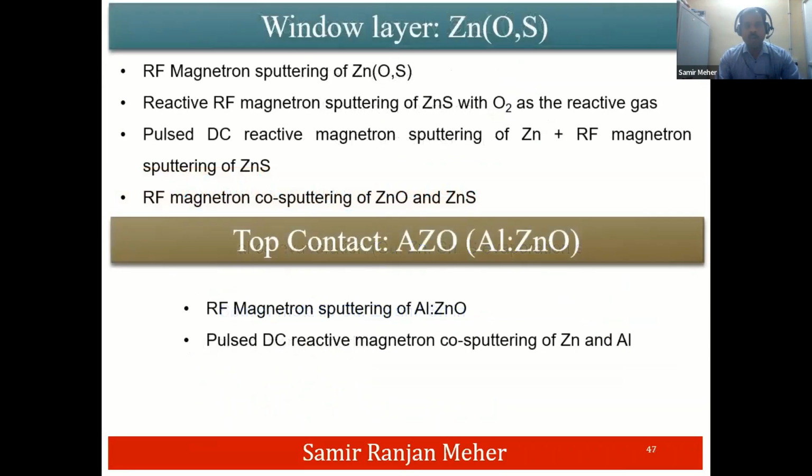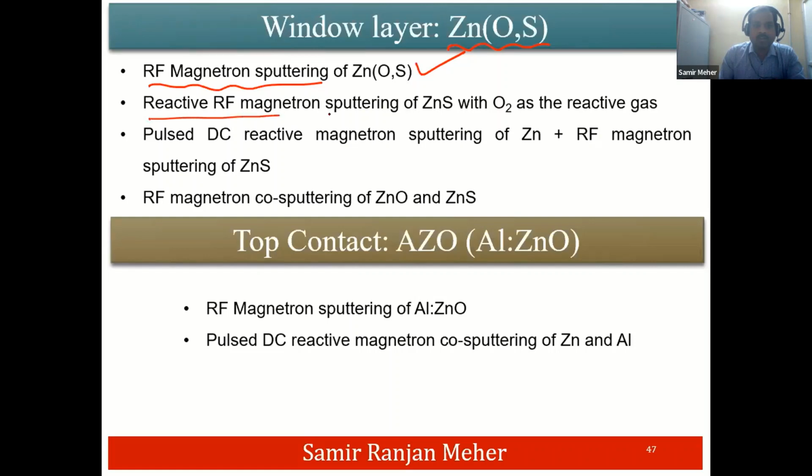Now coming to the window layer, which is a kind of alloy of zinc oxide and zinc sulfide, just called zinc oxysulfide. The first method is to take a single target of zinc oxysulfide and go for RF magnetron sputtering. Straight away you can have this zinc oxysulfide, but the major limitation is that you cannot change the oxygen and sulfur concentration. Whatever is fixed in the target, the same you can expect in the film.